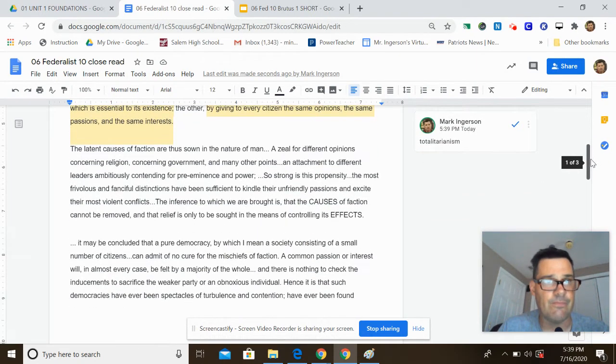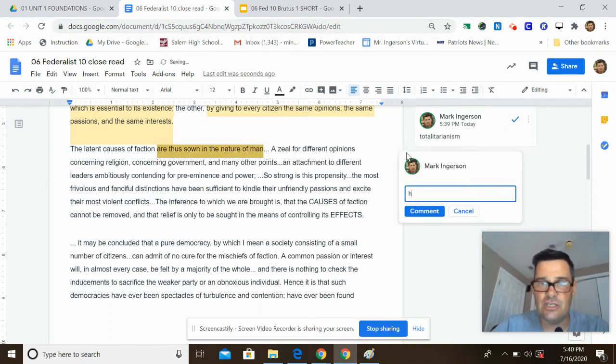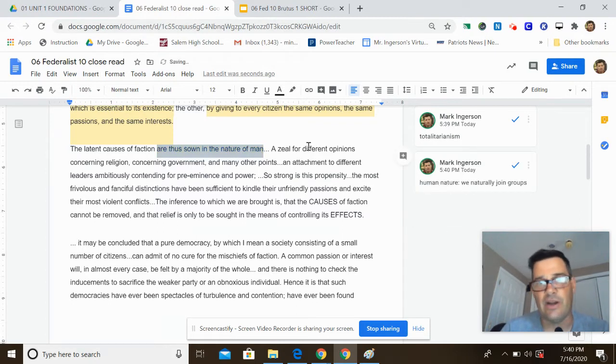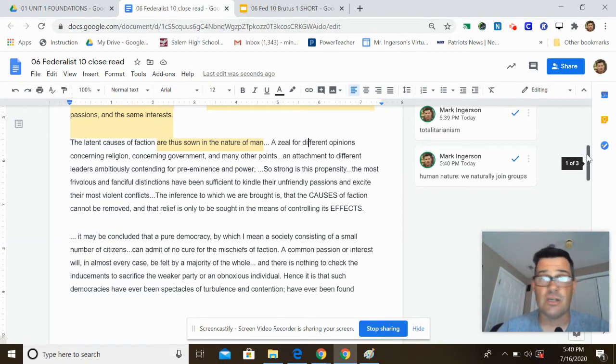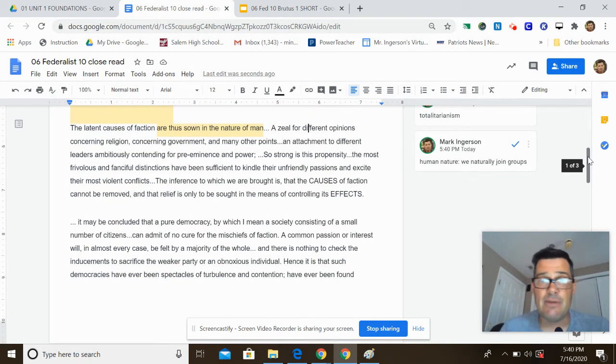All right, let's continue. "The latent causes of faction are thus sown in the nature of man." So faction is human nature. We naturally join groups. It's just the reality. We're going to do it. Everyone is going to join a group. Now maybe your groups change over time. You may be part of some groups when you're a teen, and then by the time you're in your 20s or 30s, you've entirely switched the type of groups that you're in, and maybe your politics change as well.